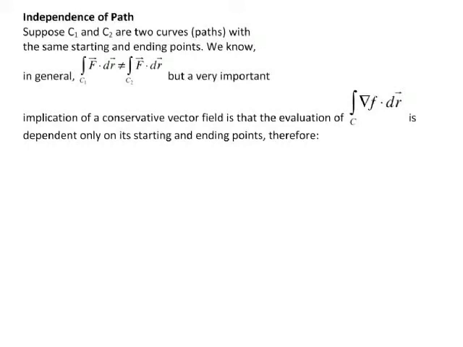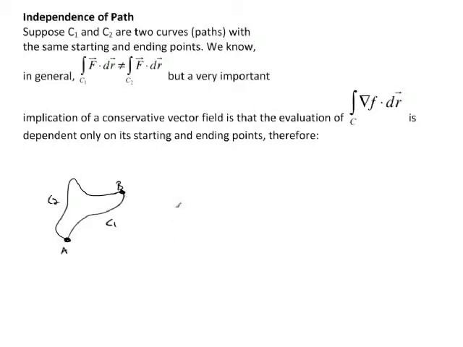The idea of independence of path is pretty important. So let's take a little bit and talk about this and kind of define it a little bit. Now let's suppose that C1 and C2 are two curves, and we're talking about curves through a vector field. We're talking about paths that we're taking with the same starting and ending points. By the same starting and ending points, what I mean is they both start at A and they end at B. So perhaps this curve starts here at point A and goes to point B. Maybe this is C1, and C2 over here someplace starts at A, does its thing, and ends at B. That's what I mean by the same starting and ending points.